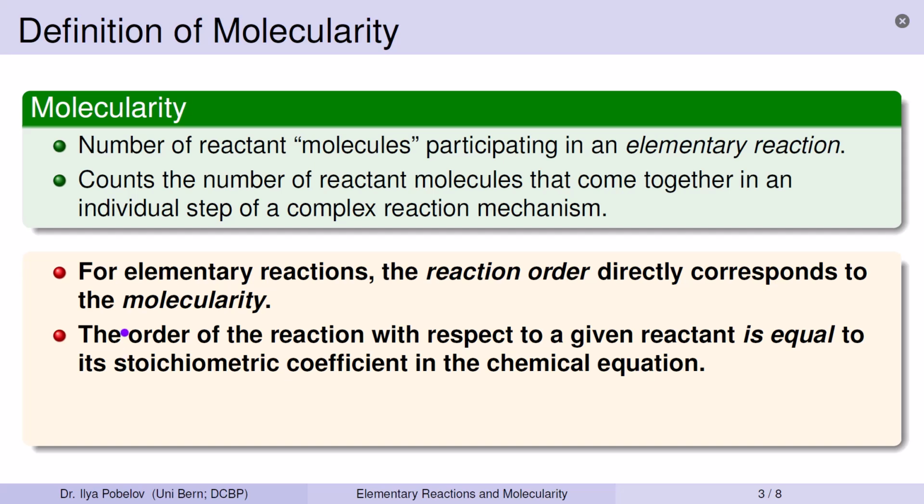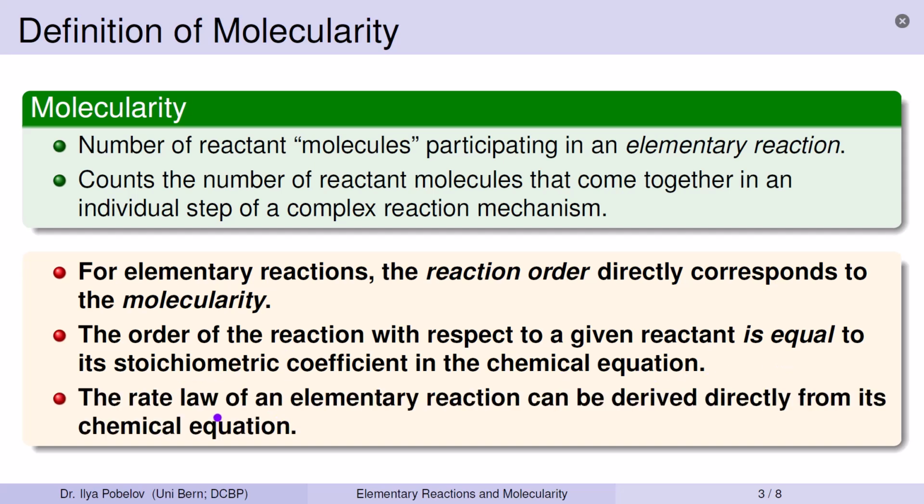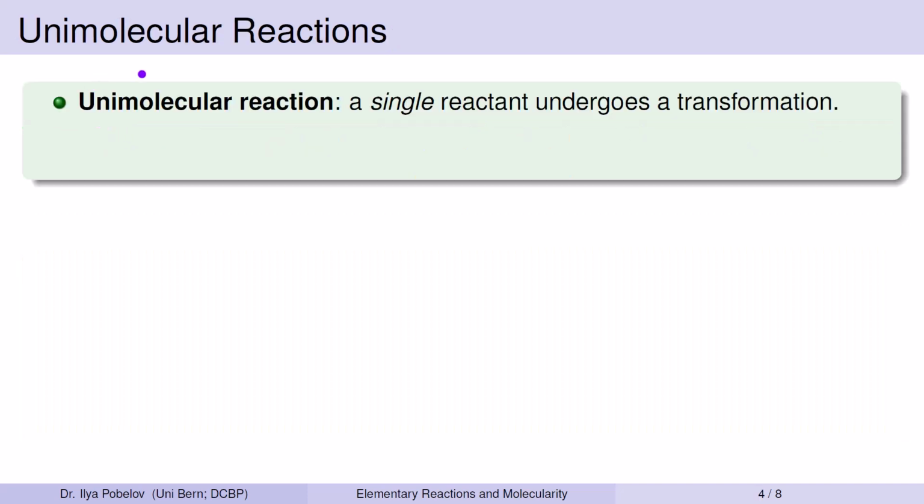It means that the order of the reaction with respect to a given reactant is equal to its stoichiometric coefficient in the chemical equation. This allows for the rate law of an elementary reaction to be derived directly from its chemical equation. A unimolecular reaction involves a single reactant species undergoing a transformation.